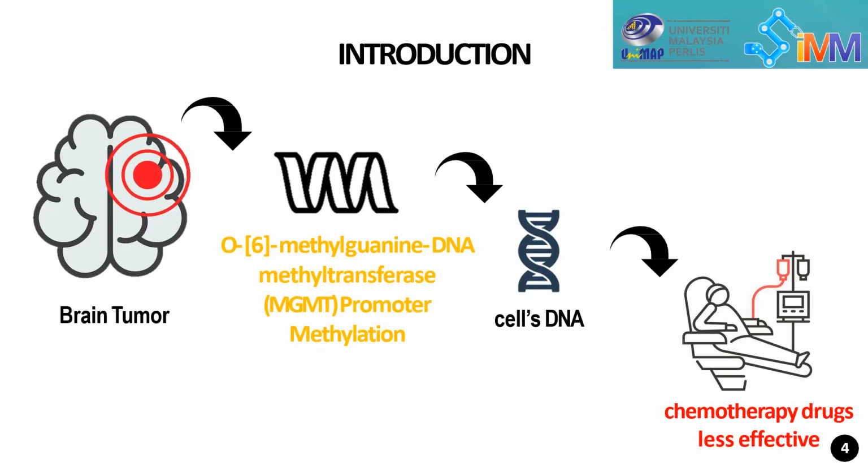Brain tumor can produce a specific biochemical product known as O6-methylguanine DNA methyltransferase, or MGMT promoter methylation. It is a type of cell's DNA. So if the brain tumor patient produces this specific biomarker, the MGMT promoter methylation, it will cause the chemotherapy drugs to be less effective.